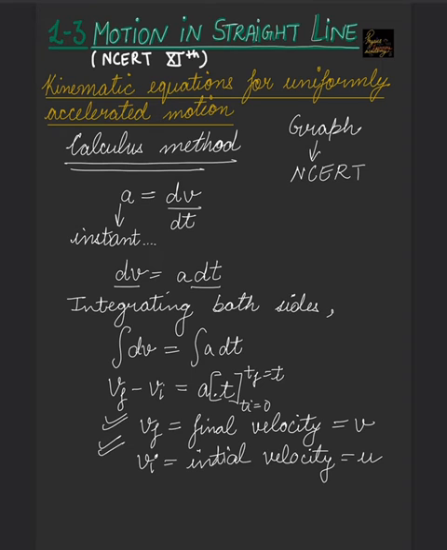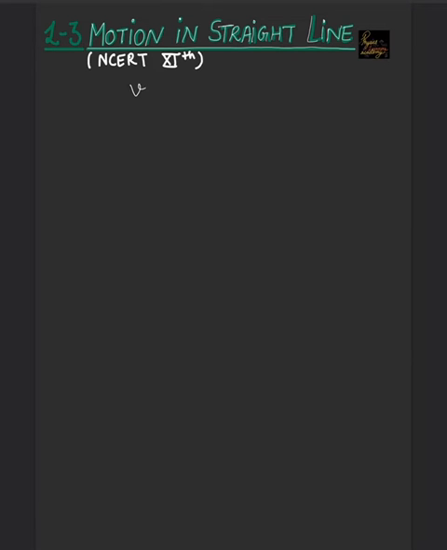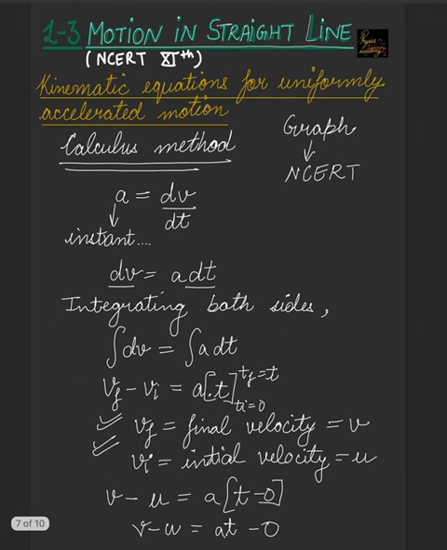Okay, then we write it as v minus u is equal to a t minus 0. This is v minus u is equal to a t minus 0. Simply we can say that v is equal to u plus a t. The first equation is v is equal to u plus a t.